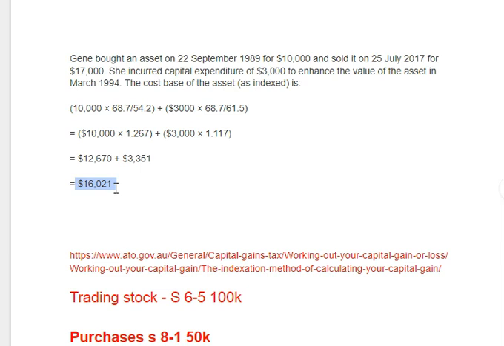Now I hope that helps you in terms of understanding the index cost base. If we didn't index the cost base in this example, the cost of the asset would have been 10,000 and 3,000, being a total of 13,000. We have an index cost base of 16021. We like the index cost base. Why? Because our capital gain will be lower when we potentially sell the asset.